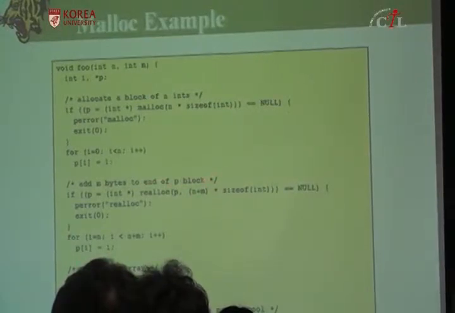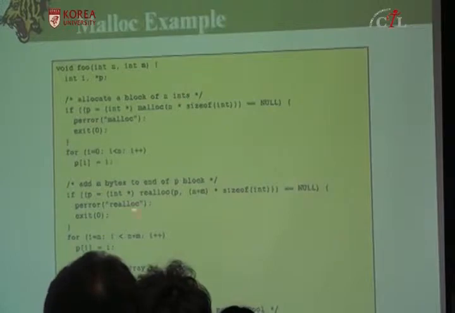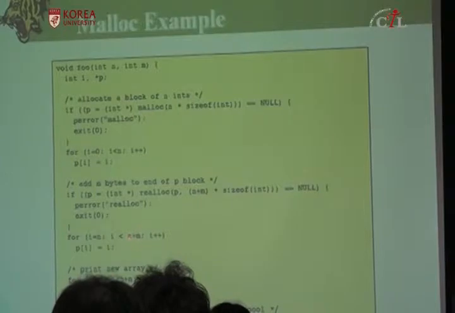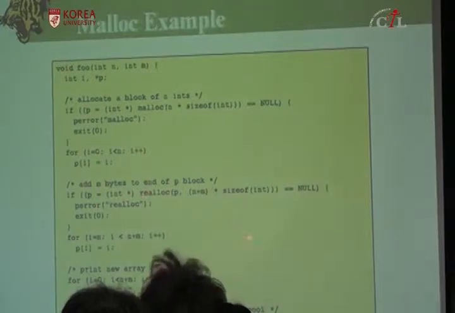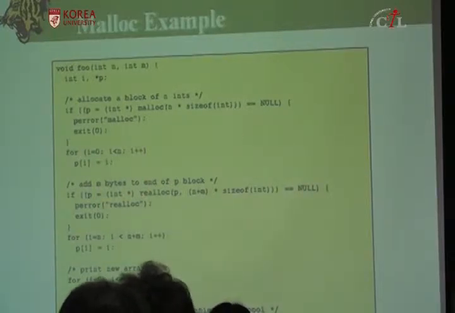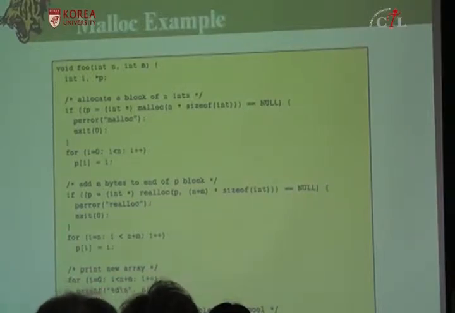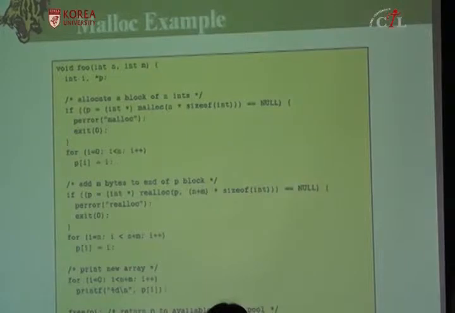Using the realloc function. If it's null, it means you cannot do it, so error message, otherwise you are successful. And for new entries from n to n plus m minus 1, you initialize with another value. So you create 100, so 0 to 99, and another 100, 100 to 199, initialize. Okay? So now in the system, you have a block of n plus m integers, and then you print these values on your screen, and then free the entire n plus m integers. Okay? So very simple example.